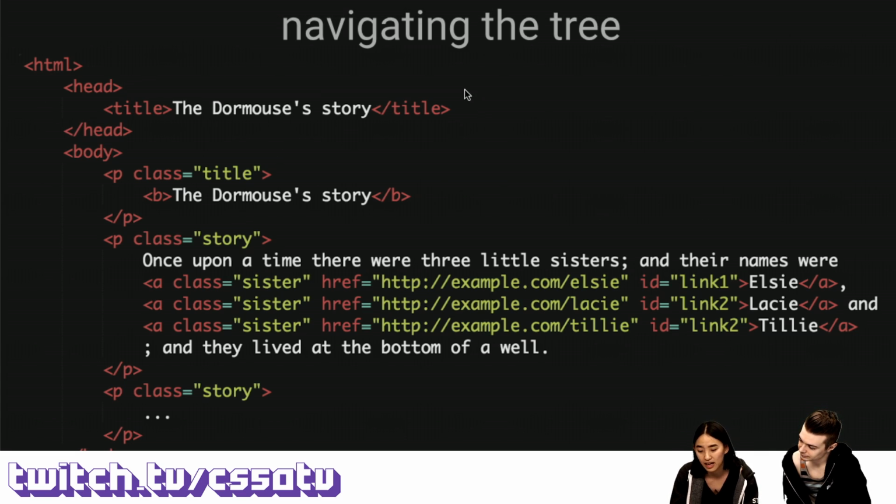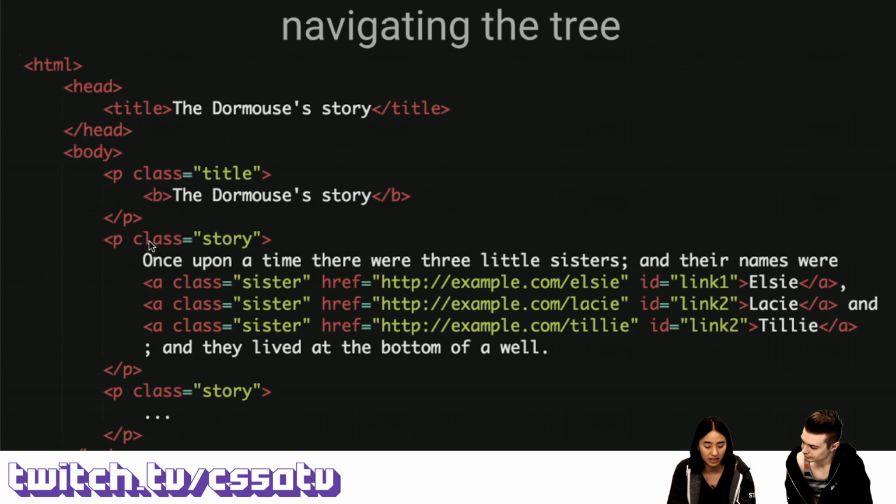We can see that this is the head. This is actually meta information that doesn't display directly on the screen where you typically see your website. But the body is the stuff that you actually see. So we have a title under this P class. We've given it a class title. This B tag, it's bold.